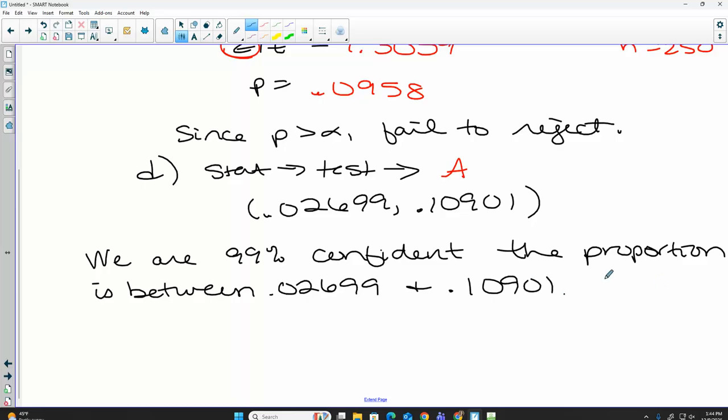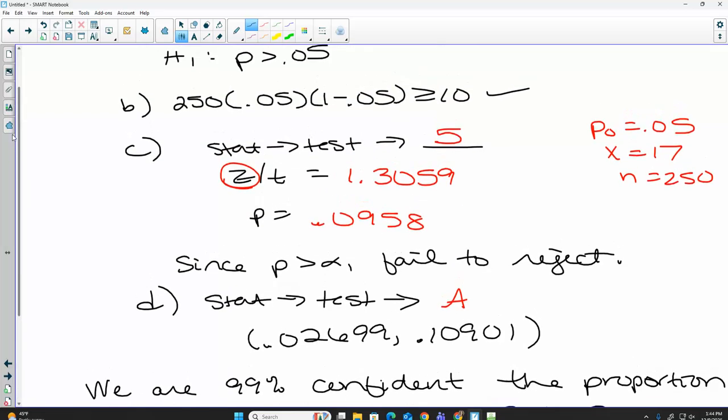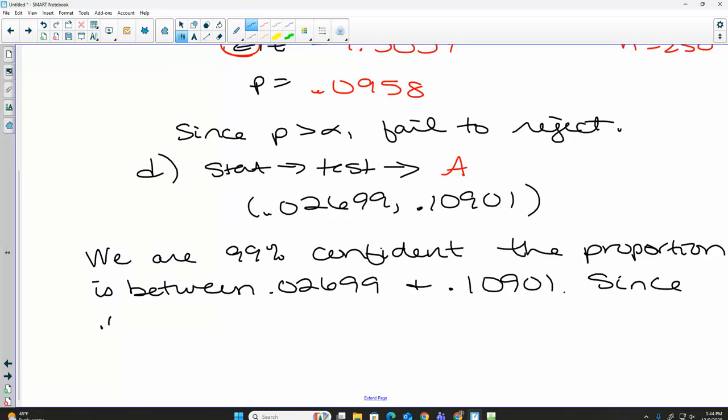If I were asking you to reject or fail to reject, my null was 0.05. So since 0.05 is in the interval, you would fail to reject.